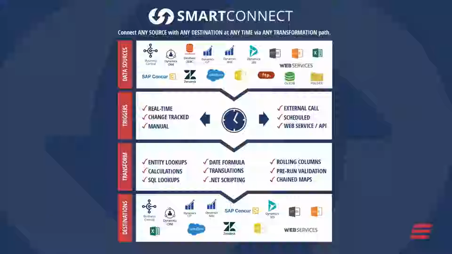So for example, let's say I want to create an order. The first thing I need to do is create a customer or maybe a vendor before I can actually create an order for that customer. So we can chain maps together to trigger off of one another.